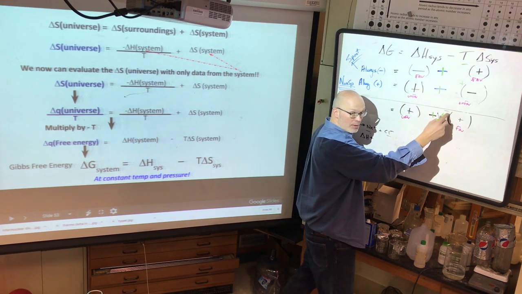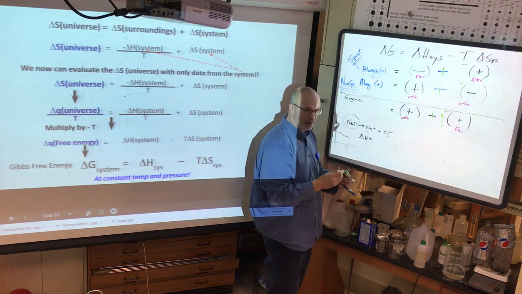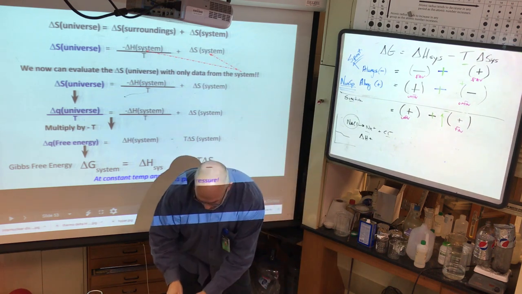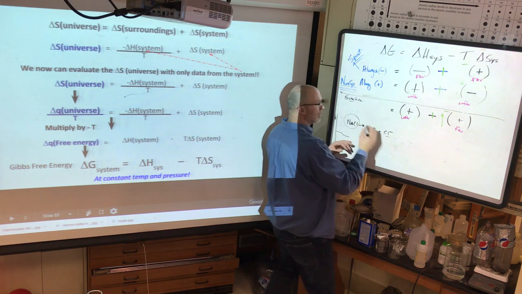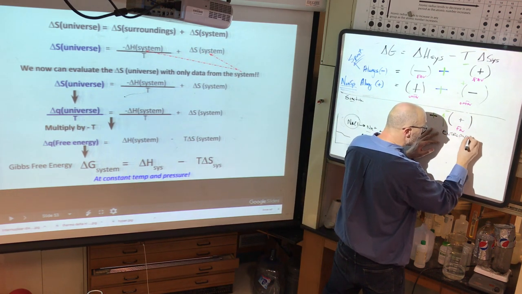This is a negative number now. This became a negative enough number to overcome this positive that did what? Made that occur, correct? That's important that you get that. So we call this an entropy-driven reaction.